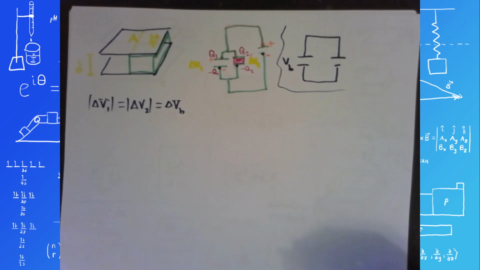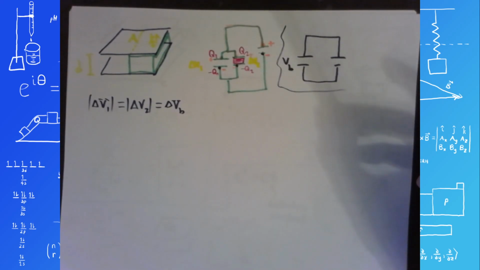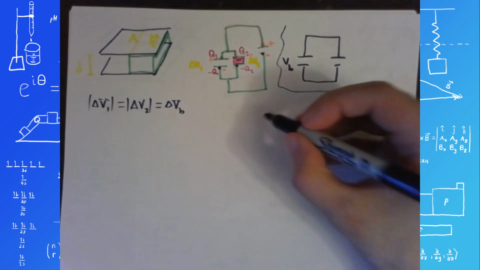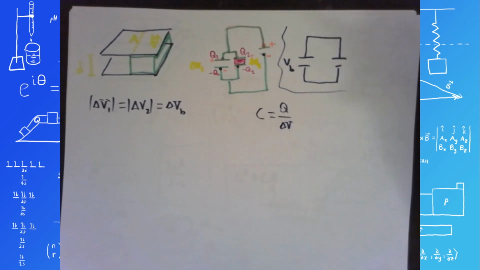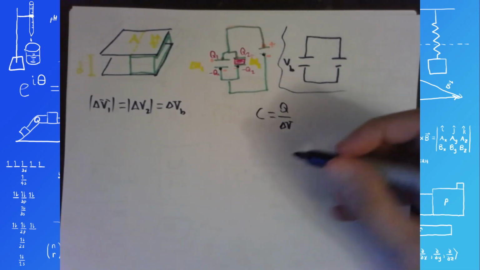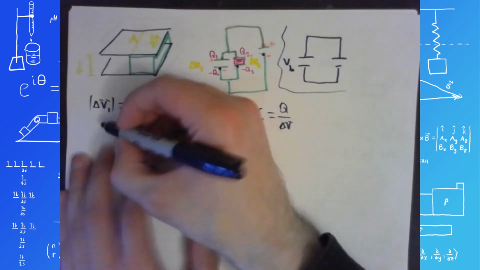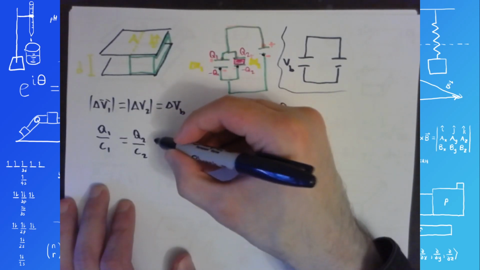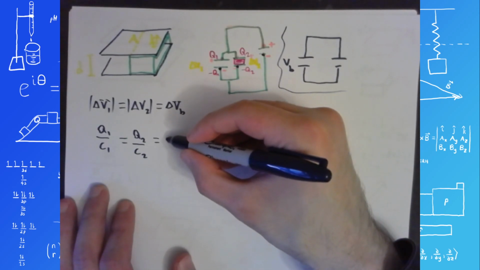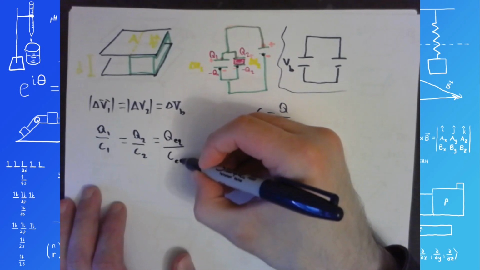So what can we do with this information? If the voltage across this capacitor is still V battery, let's see, rearranging the equation for capacitance, Q over delta V. If I solve this for delta V, then I would get Q over C. So I would do Q1 over C1 equals Q2 over C2 equals Q on the equivalent capacitor over C of the equivalent capacitor.